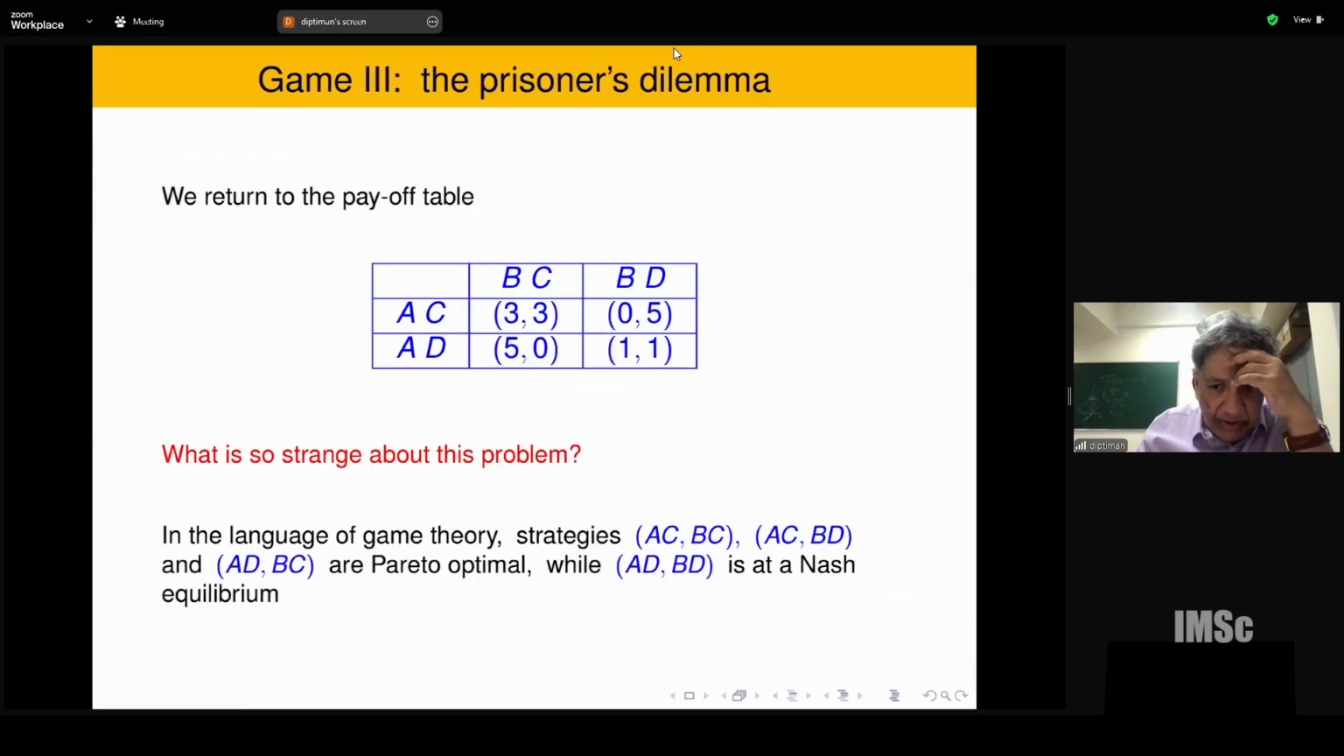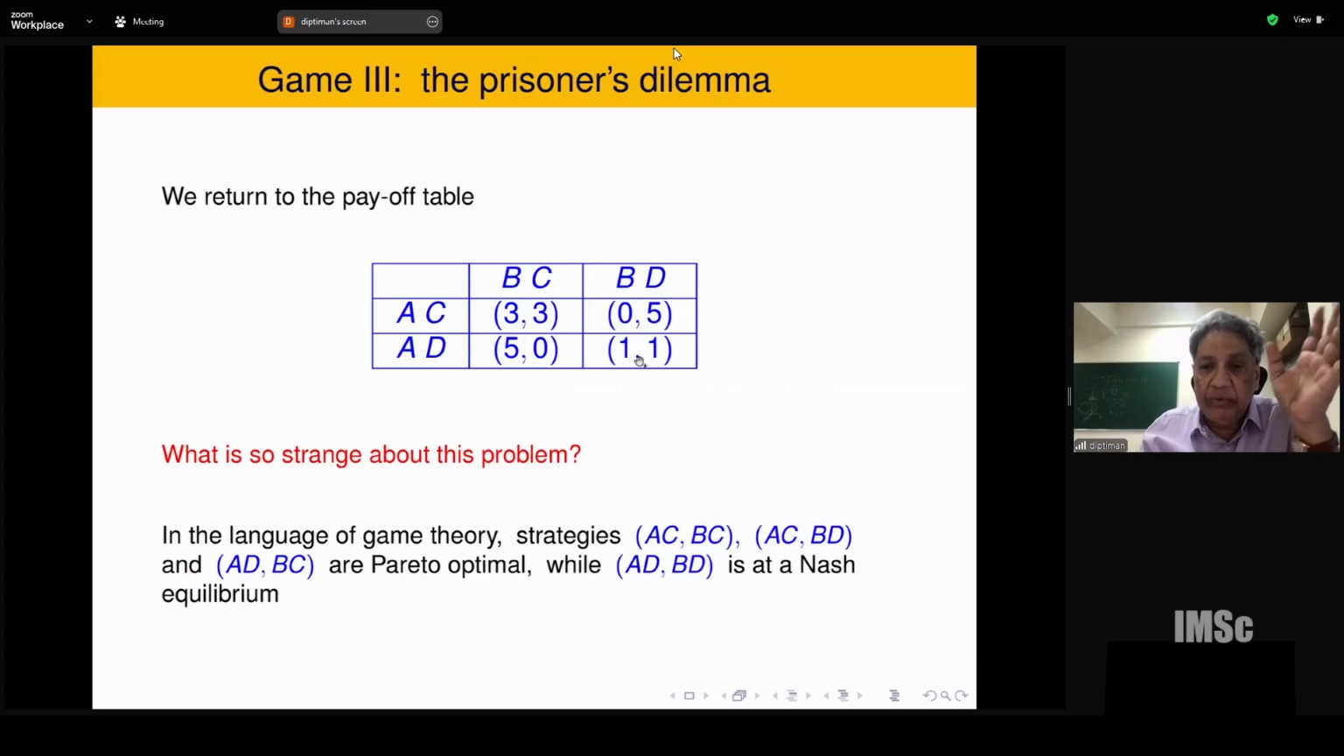So let's go back to the payoff table. The outcomes 3, 3, 0, 5, and 5, 0 are all Pareto optimal. Why is that? If you move away from 3, 3 to 0, 5, then player A is worse off, going down from 3 to 0. So 3, 3 is certainly more Pareto optimal than 0, 5. For the same reason, it's more Pareto optimal than 5, 0. And of course, it's much better than 1, 1, where both players are worse off. So these three are Pareto optimal, and 1, 1 is not.